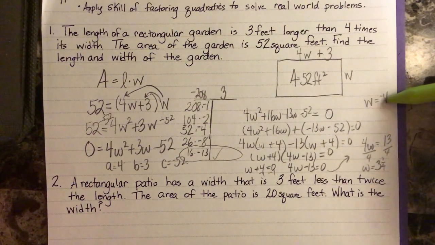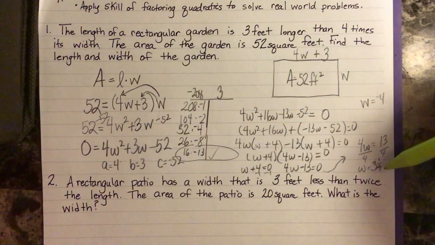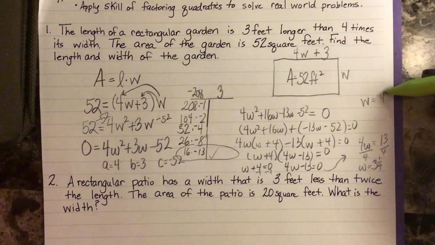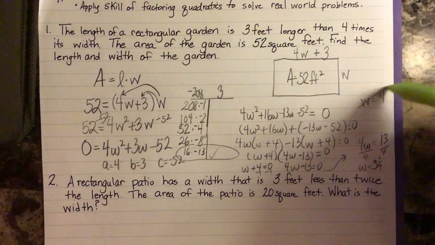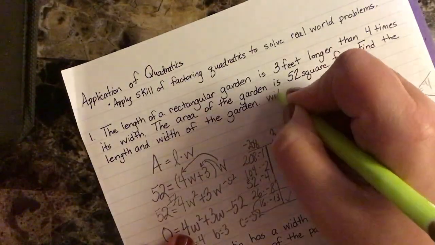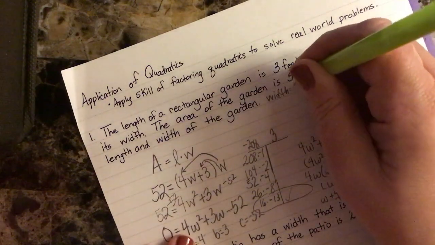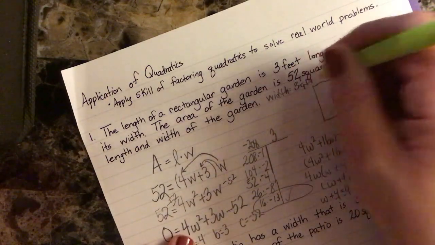Okay, now, are both of these my answers? I have a width of negative 4 and a width of 3 and 1/4. Is this possible to have a width of negative 4? No. So I know my width is 3 and 1/4 feet.